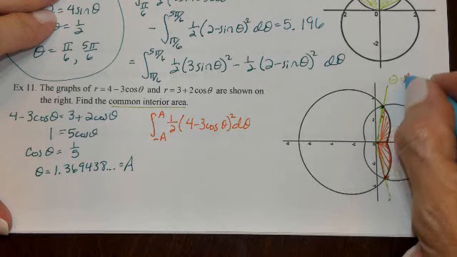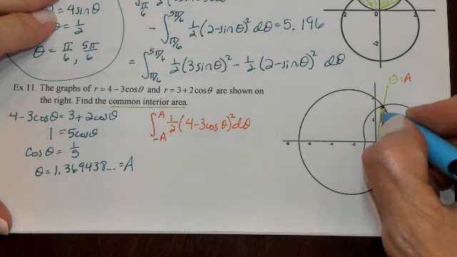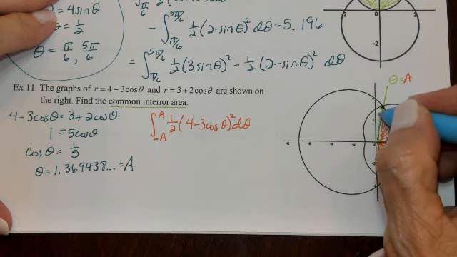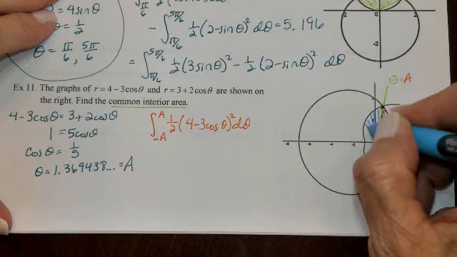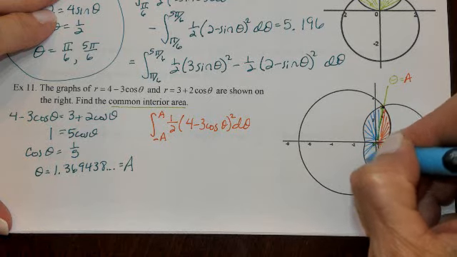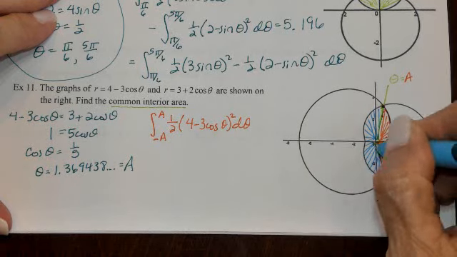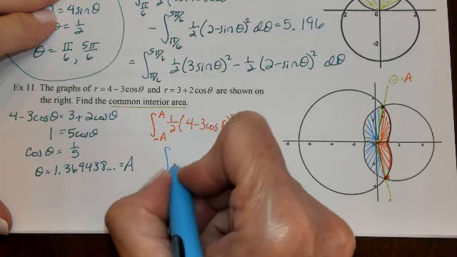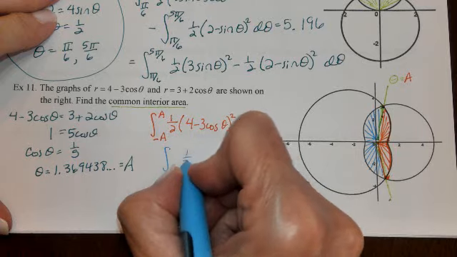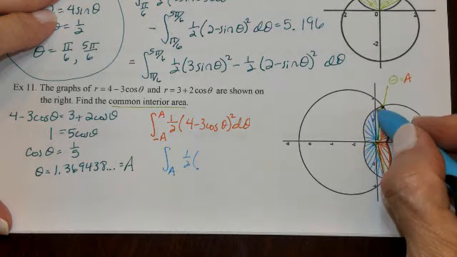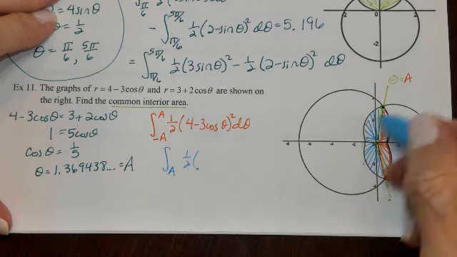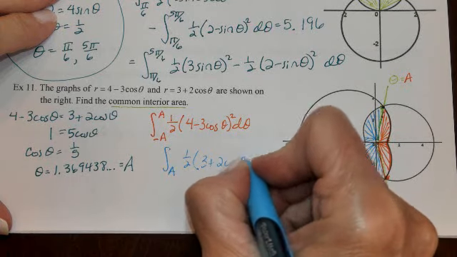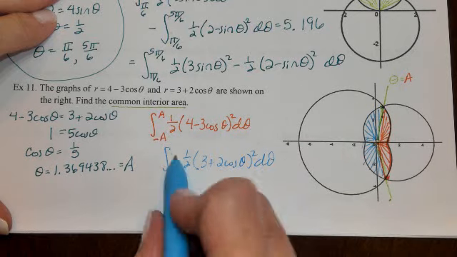So I need to start at A. Okay, and then we're going to go and grab all of this area. So I'm starting at A, and I'm going to end down here. I know what my inside's going to be. This curve is the positive cosine curve. So 1/2 of that curve squared d theta.